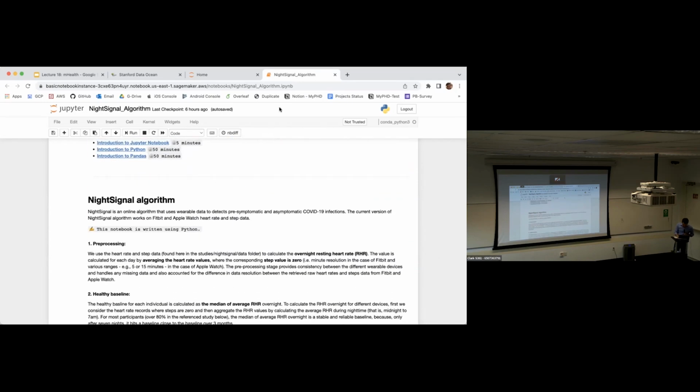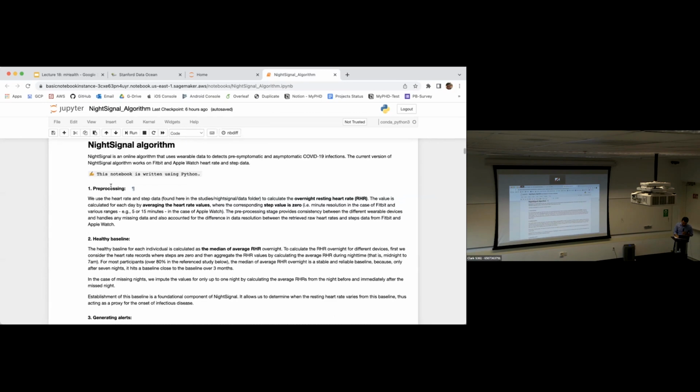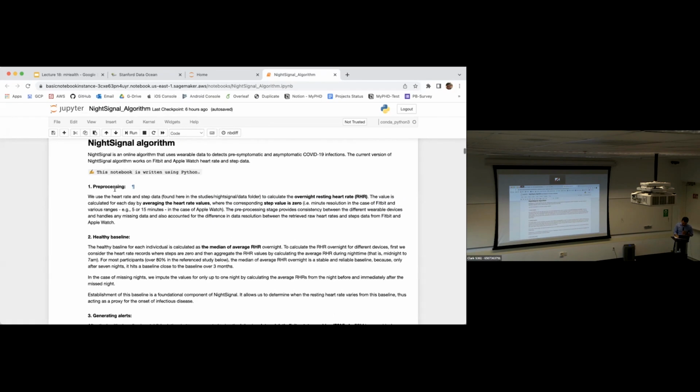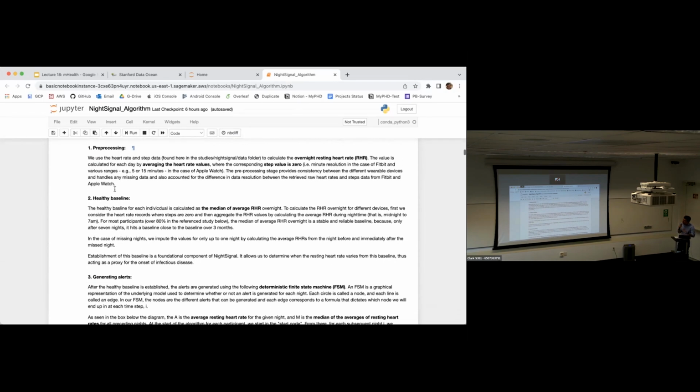So this is the night signal algorithm notebook on the SDO platform. The first part of the code is just to give you an idea of the different parts of the code. It's the pre-processing of data. Again, as we mentioned, we are working based on heart rate and steps data. Using the heart rate and steps data, we calculate the resting heart rate.